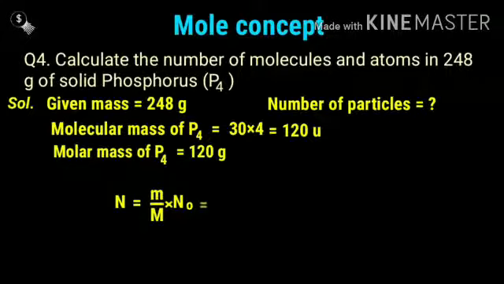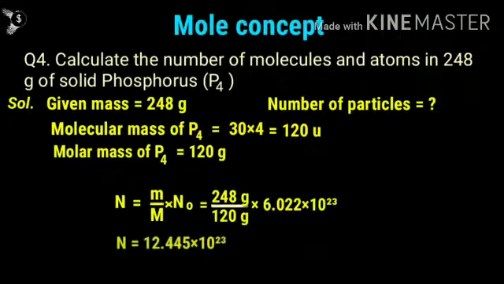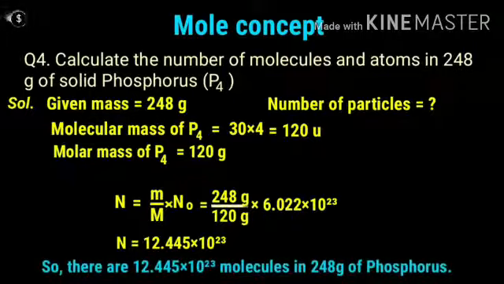So it will become 248 gram upon 120 gram multiplied by 6.022 into 10 raised to the power 23. When we calculate this, N equals 12.445 into 10 raised to the power 23 particles. So there are 12.445 into 10 raised to the power 23 molecules in 248 gram of phosphorus.